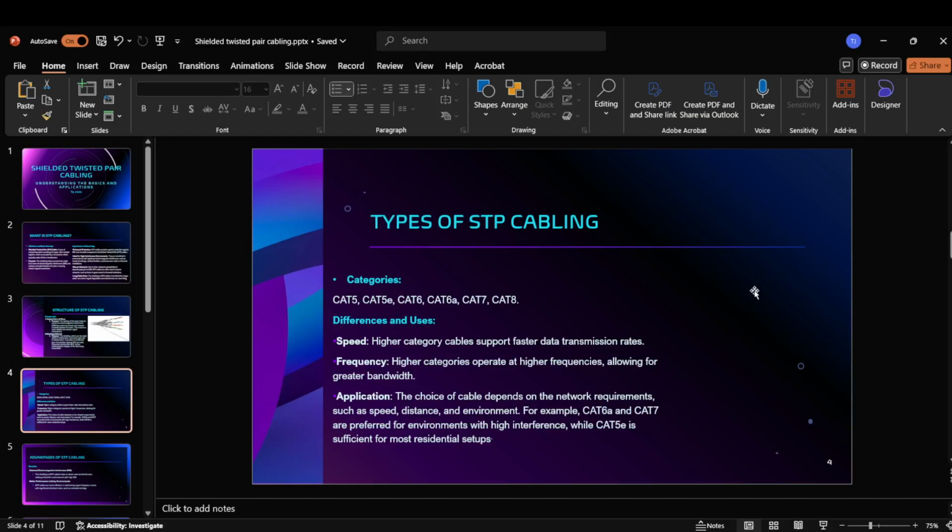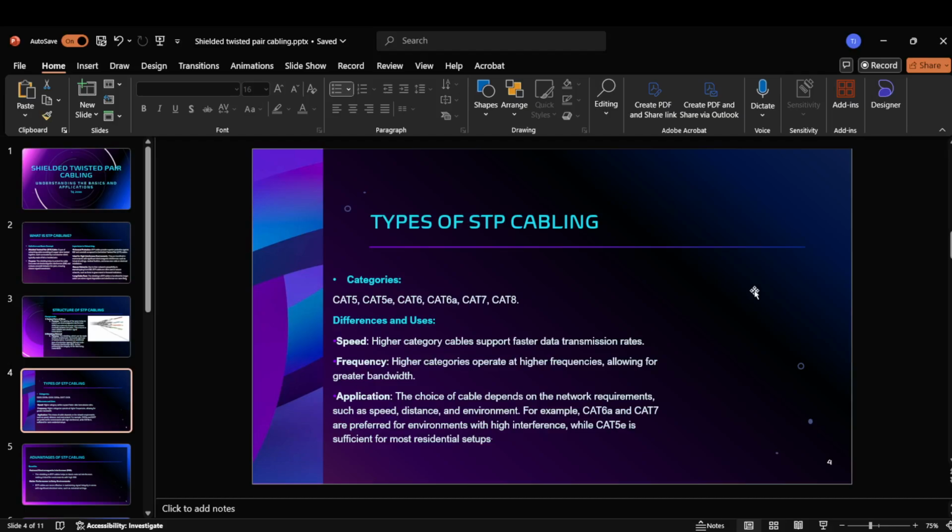Next is the types of STP cabling. There are 6 types of STP cabling: Cat5, Cat5e, Cat6, Cat6a, Cat7, and Cat8. These are the 6 different STP cabling. Now, the differences are the speed, frequency, and applications. For speed, higher category cables support faster data transmission rates.